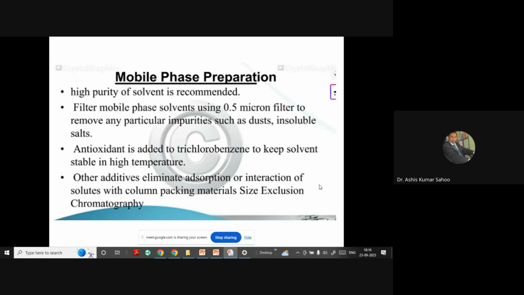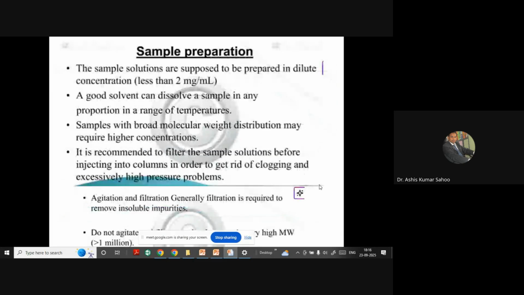Filter the mobile phase solvent using a 0.5 micron filter to remove any particulate dust. Antioxidant is used, such as BHT, to keep the solvent stable at high temperature. Other additives eliminate adsorption interactions of the solvent with the column material used for cycles.